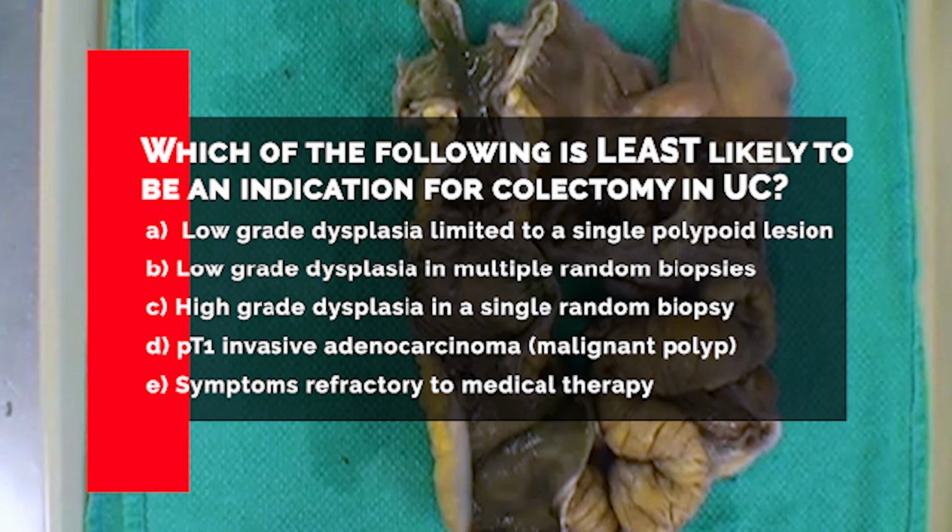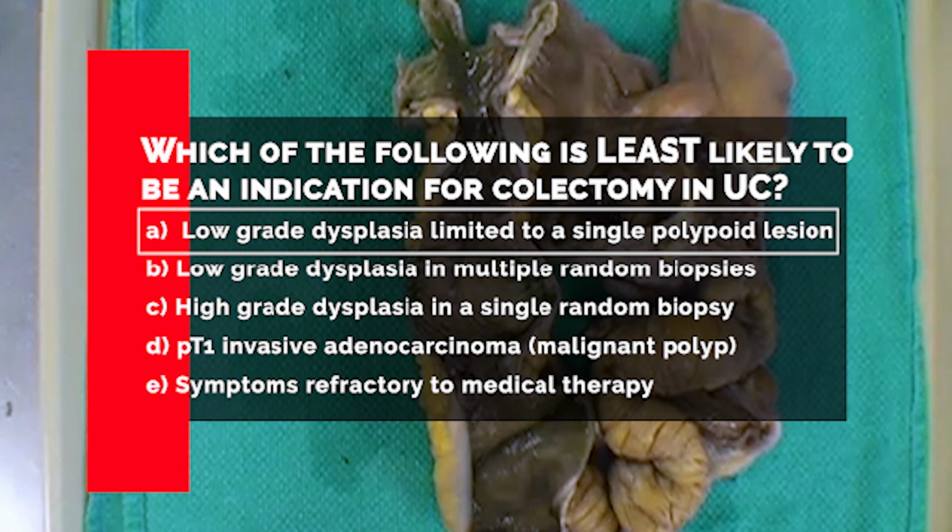Okay, perfect. The vast majority got the correct answer of low-grade dysplasia limited to a single polypoid lesion. The important teaching point here is that the most important thing when we think about dysplasia in the context of IBD is whether or not it's endoscopically resectable. If it's a lesion that can be fully resected, and you can go back and prove that it's fully resected by biopsying around the base, that's usually sufficient treatment.